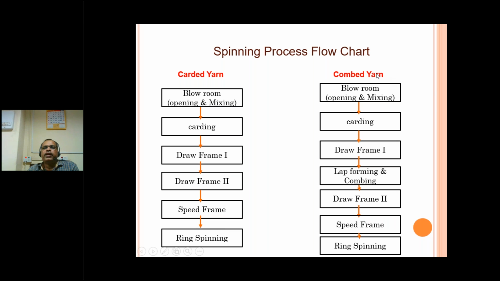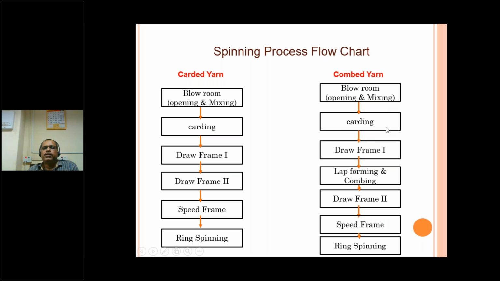Next is the combed yarn. Combed yarn is one type of yarn, and combing is an optional process. The combing process is there to remove the short fibers. If we remove the short fibers and make the fiber uniform, then it will produce a very fine, uniform yarn for hosiery application. Blow room is also there for opening and mixing.